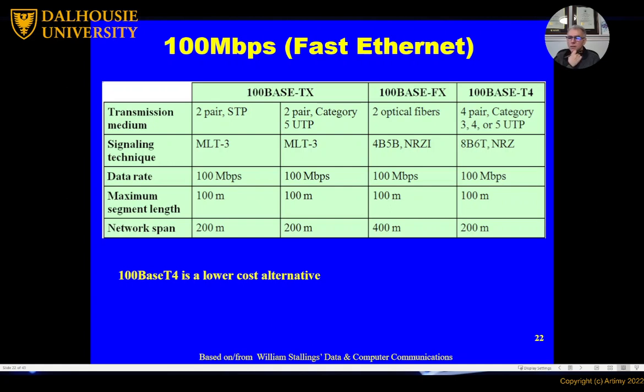We will see category 3. So now the common things that we see nowadays is the category 3 or 4 or 5, okay? And they need more wires. And yeah, so it says here that it's a lower cost alternative.